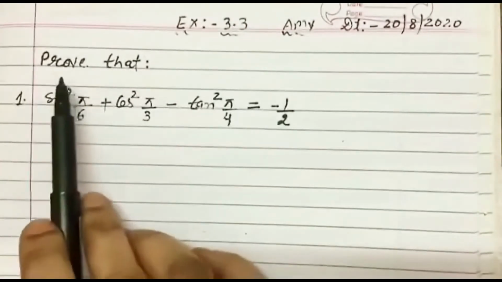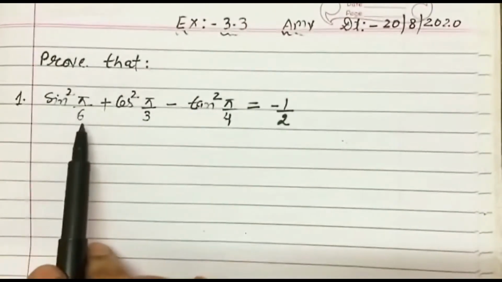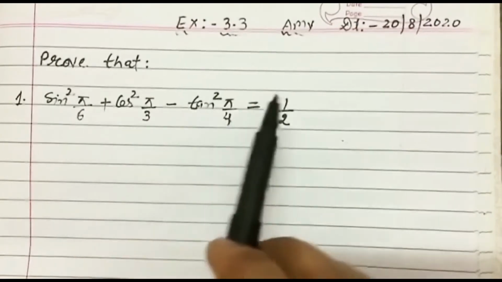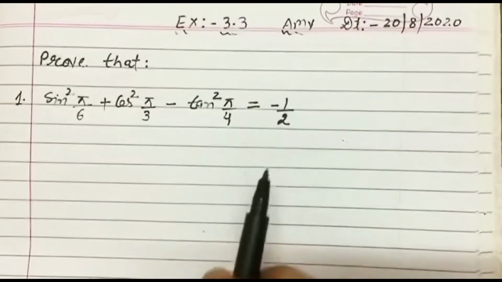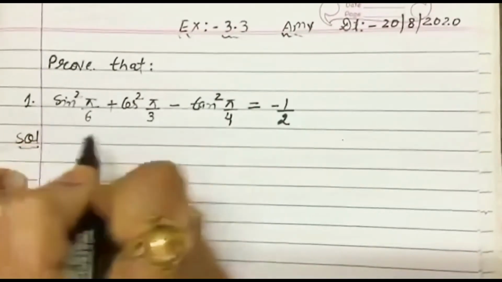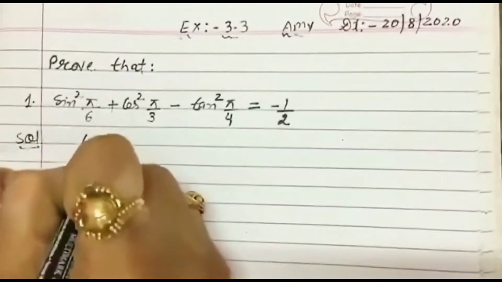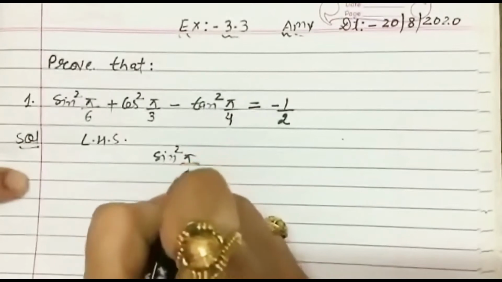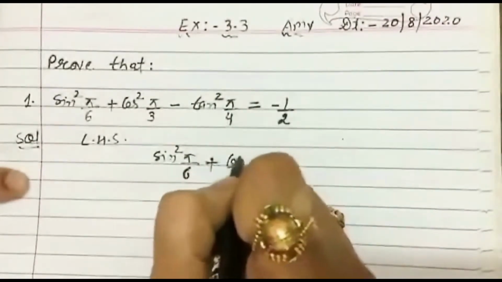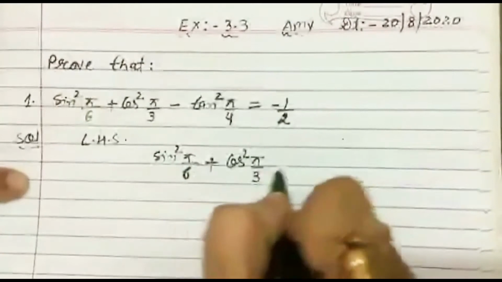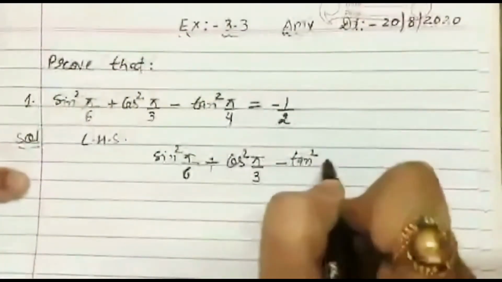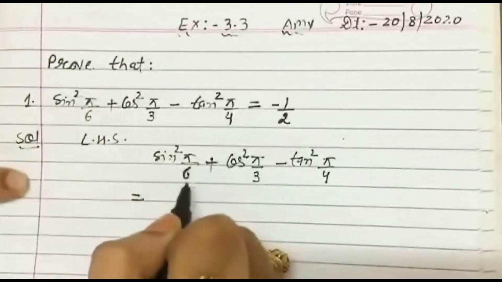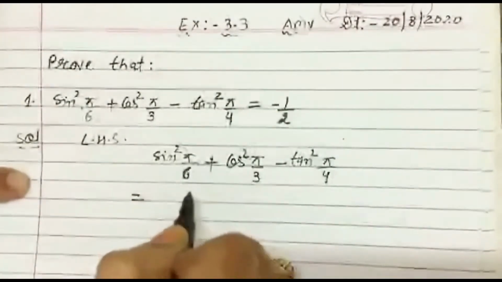Question first. Prove that sin² π/6 + cos² π/3 − tan² π/4 = −1/2. Okay, so let's start the solution, starting from the left hand side. Here it's sin² π/6 + cos² π/3 − tan² π/4. Only substitute the values. Sin π/6 means sin 30 degrees.